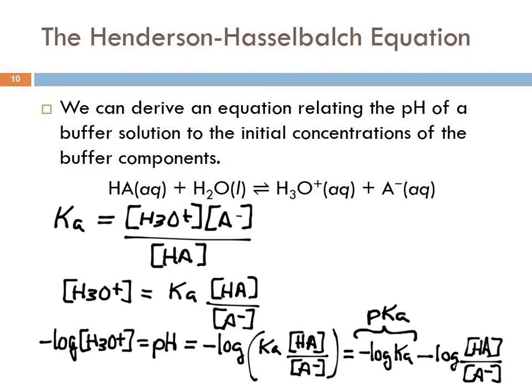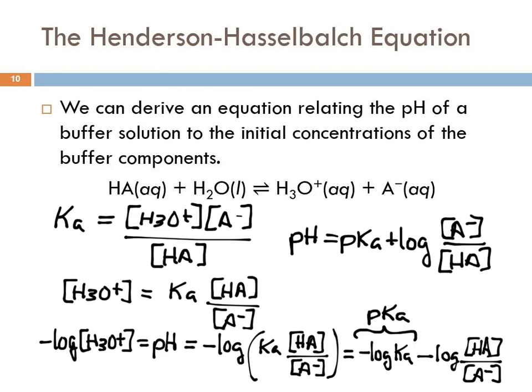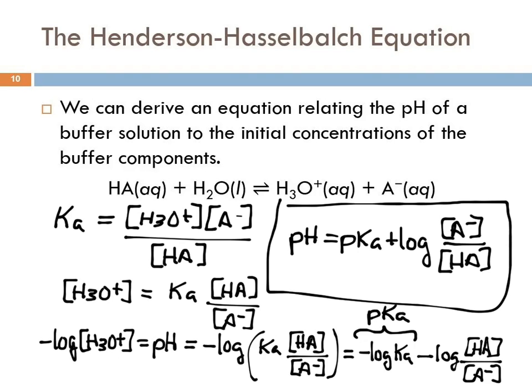Why do we want to do that? It's just to get rid of the negative sign. That's all. So what we're ending up with here is pH equals pKa plus the log of A minus over HA. And that is the Henderson-Hasselbalch equation.